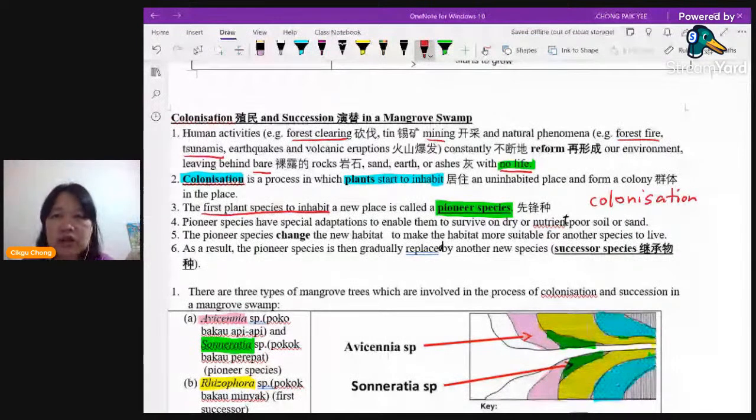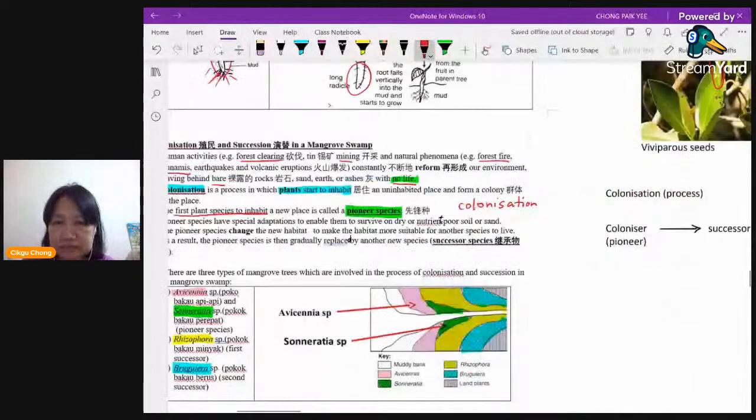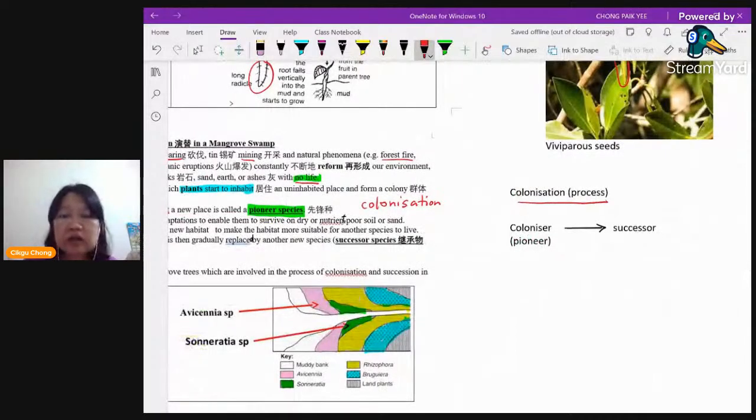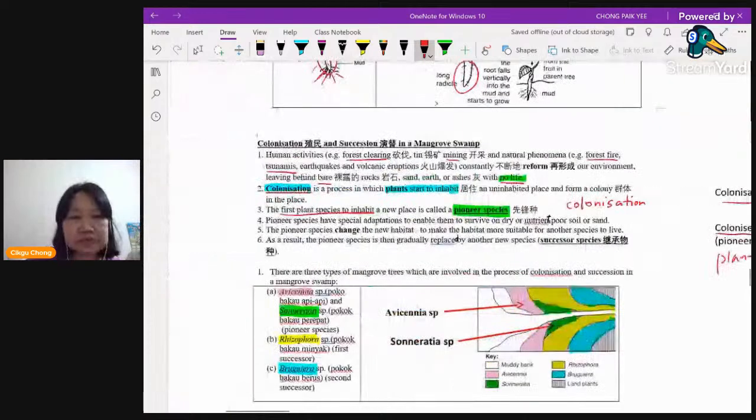Okay, so colonization is a process. The colonizer is the plant. You call it a pioneer plant. So usually there's some kind of grass. The grasses are very easy to grow. So the pioneer species.